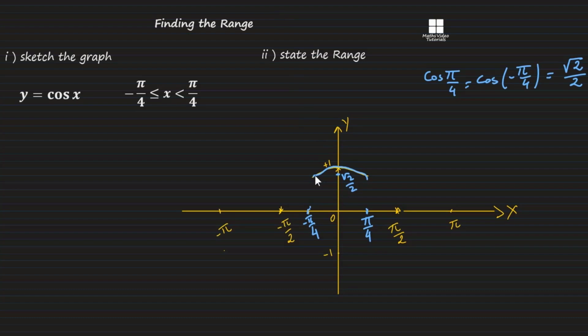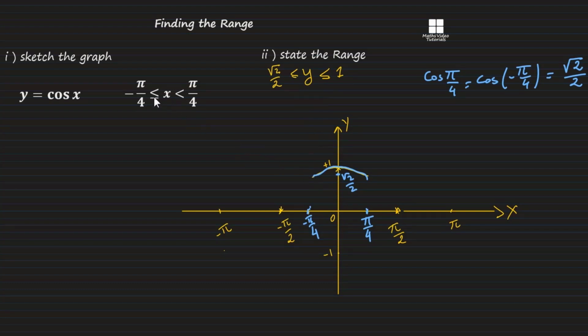Well, graphically, you can see the range is between root of 2 over 2. That is the lowest value that the function can take, and plus 1. So we're going to say the range are the y coordinates, by the way. So we're going to call it y. It's between root of 2 over 2 and 1, including both ends. Both ends are included in the range.